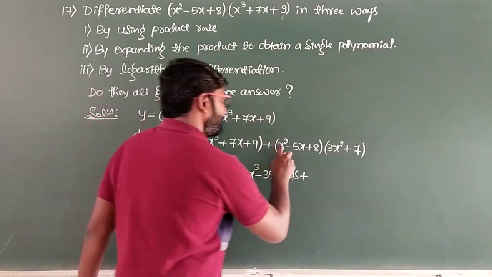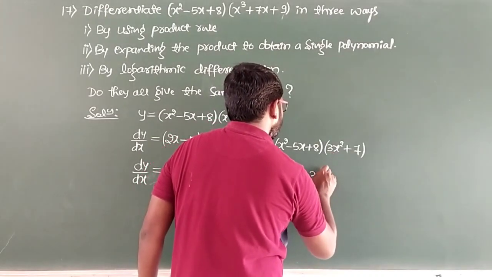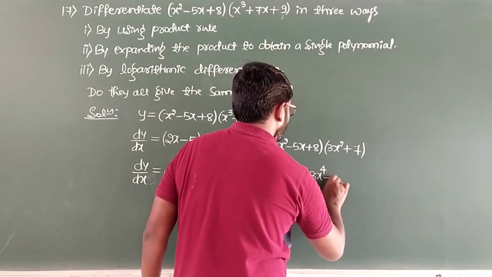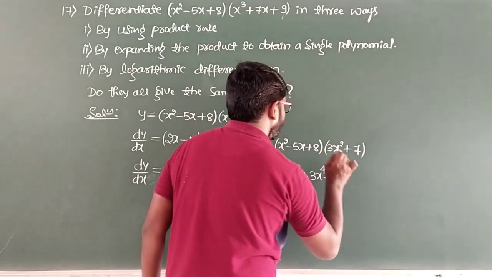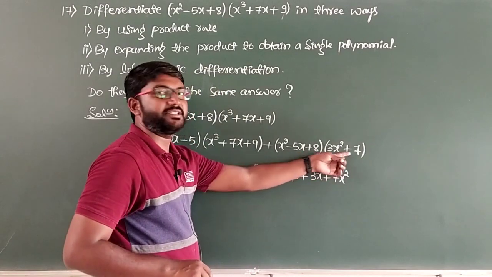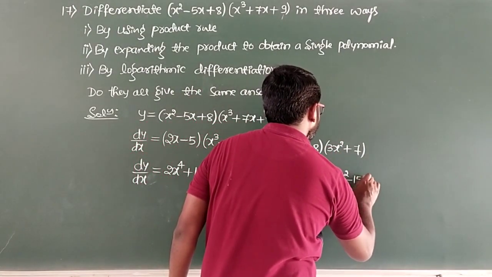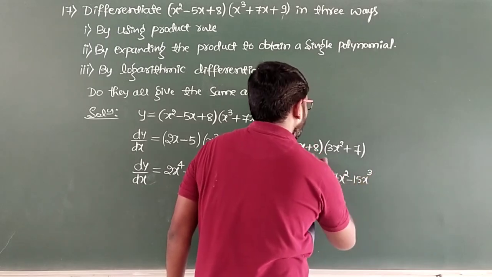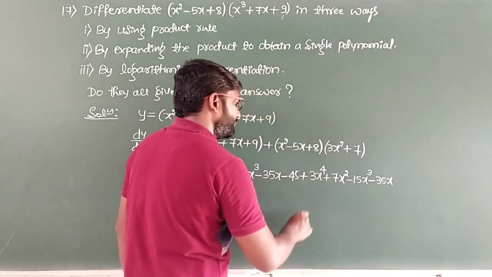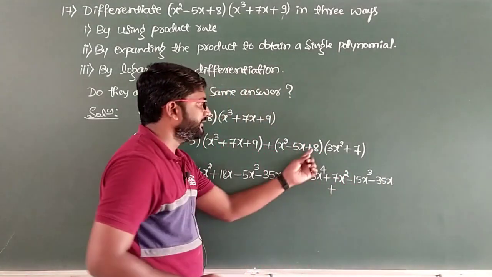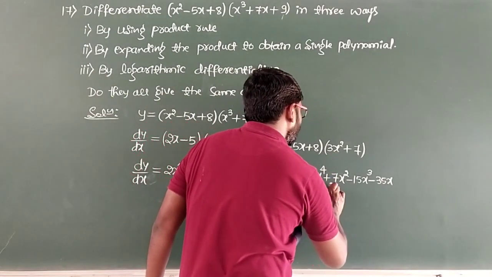So x square into 3x square will be 3 times x to the power 4 plus x square into 7 will be 7x square. Then now multiply minus 5x with these 2 terms. So minus 5x into 3x square will be minus 15x cube, then minus 35x, then plus I'll write these 2 terms here. 8 into 3x square will be 24x square.